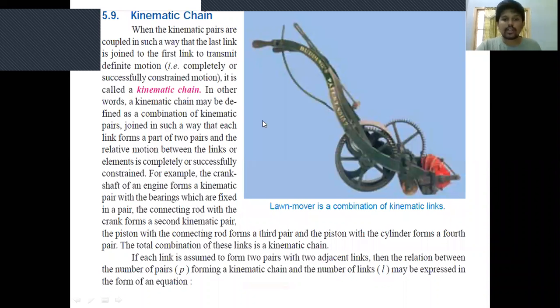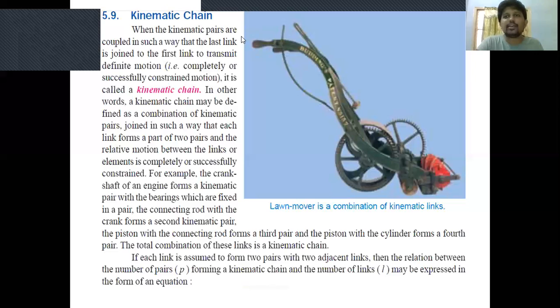Next one is the kinematic chain. How can we define a kinematic chain? The basic concept is that a chain is something you need to add things to. You are adding kinematic pairs together. You are coupling kinematic pairs such that the first link and the last link should have some definite motion or should transmit some motion. Then it is said to be a kinematic chain.